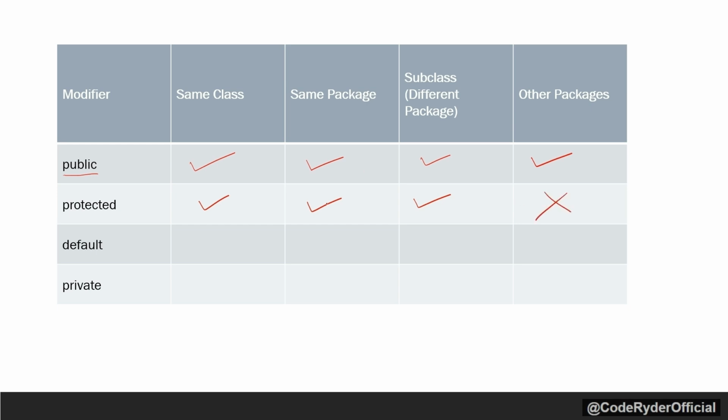Coming to default, default can be accessed in the same class. It can also be accessed in the same package. Can it be used by the subclass? It can be used by a subclass if it is in the same package. However, the scenario is a subclass in a different package. The default cannot be used in a subclass which is in a different package, and it cannot be used in other packages. Coming to private, private is strictly no outside the class. Basically, private can be accessed only in the same class. It cannot be accessed anywhere outside the class, be it in the same package also. So I hope this is clear now.